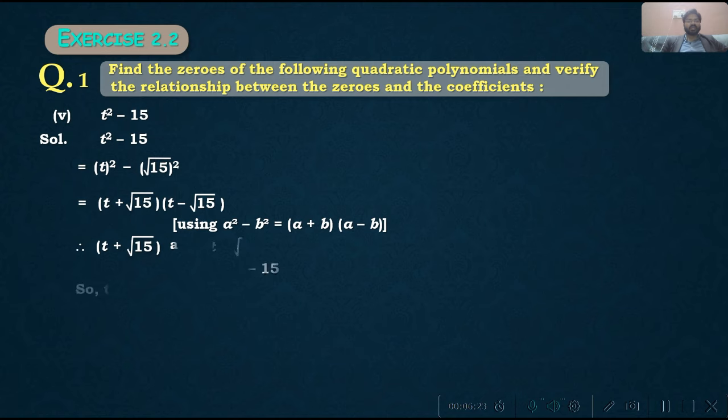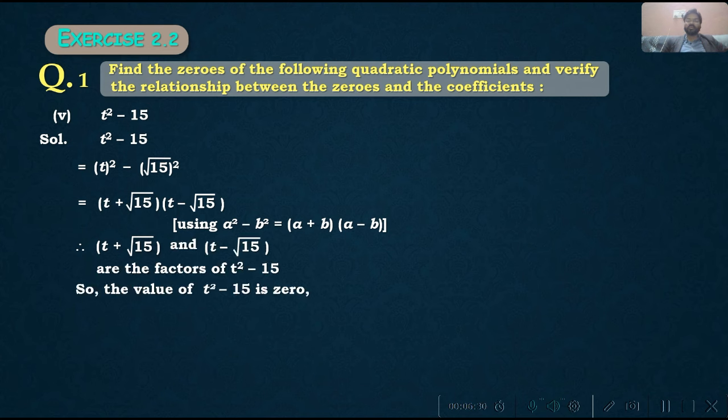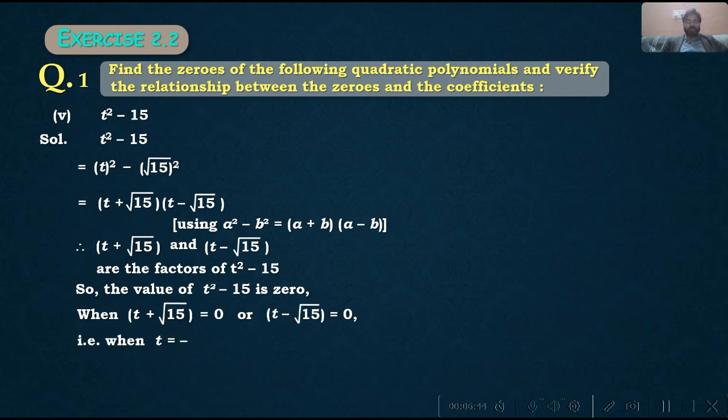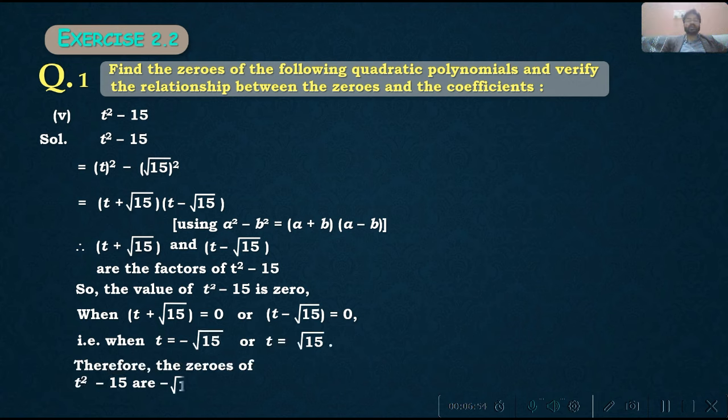So the value of t square minus 15 is 0 when t plus root 15 is equal to 0 or t minus root 15 is equal to 0, that is, when t is equal to minus root 15 or t is equal to root 15. Therefore, the zeros of t square minus 15 are minus root 15 and root 15.